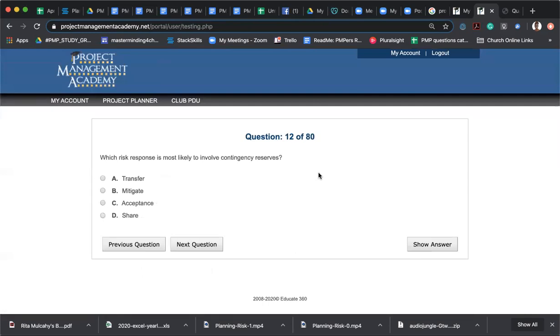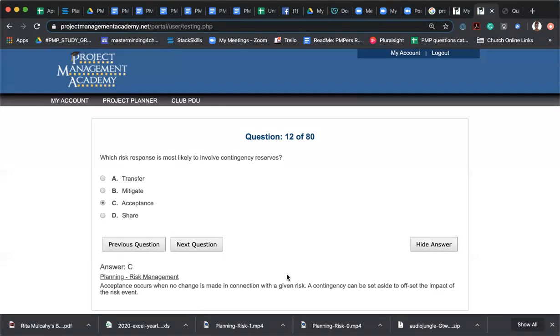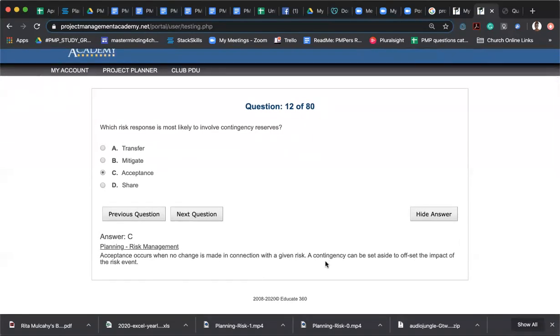Okay, which risk response is most likely to involve contingency reserves? A, transfer; B, mitigate; C, acceptance; D, share. I'm thinking acceptance. Let's see. Yeah, that's gonna go decent. Yeah. Yep.